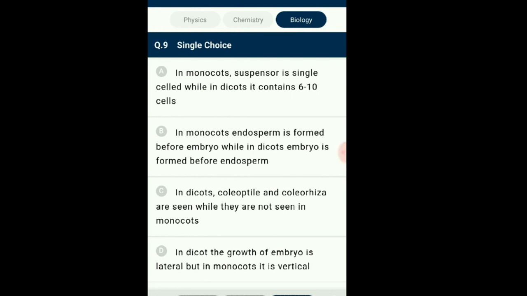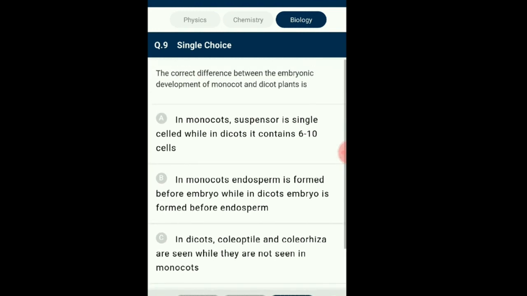In monocots, the basal cell enlarges and forms a large vesicular suspensor. In dicots, the basal cell divides horizontally to form a layer of 6 to 10 cells called the suspensor. The cell touching the embryo is the hypophysis, while the cell on its extreme opposite is the haustorium. So the correctly matching option is option E. In monocots, suspensor is single-celled, while in dicot it contains 6 to 10 cells.